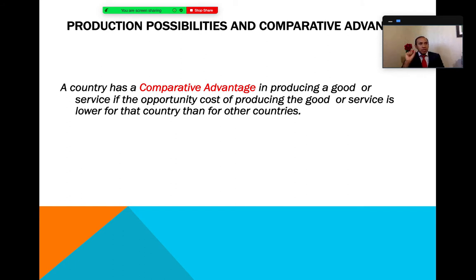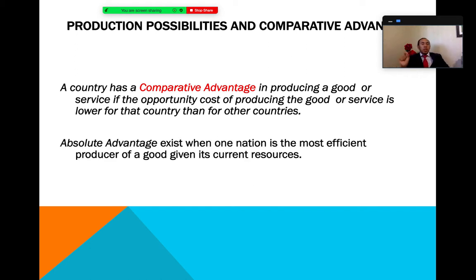specifically, a country has a comparative advantage in producing a good or service if the country has the lowest opportunity cost of producing the good or service than for any other country. That is, if you have the lowest cost of production, produce the product, specialize in the production of the good.